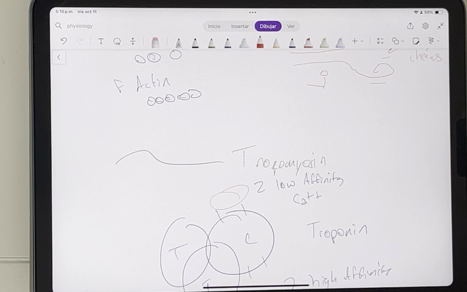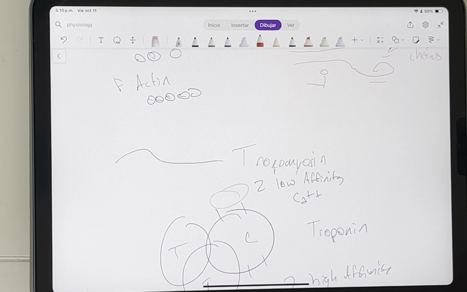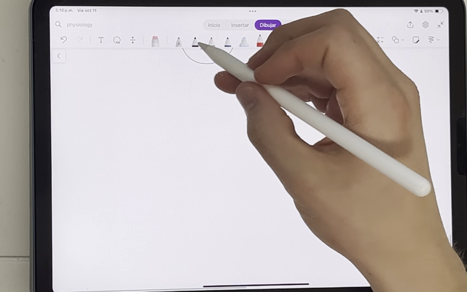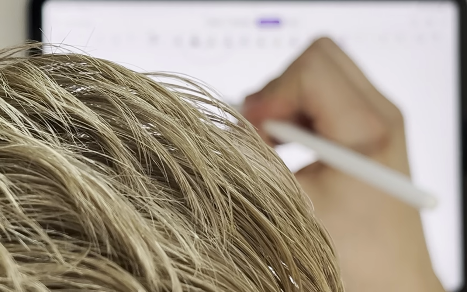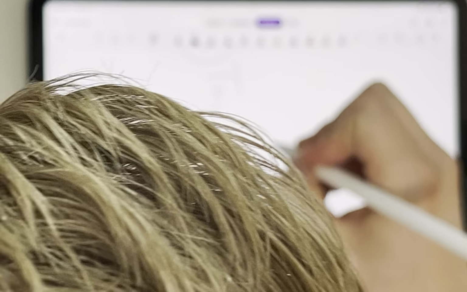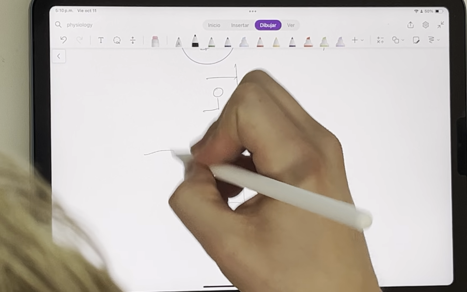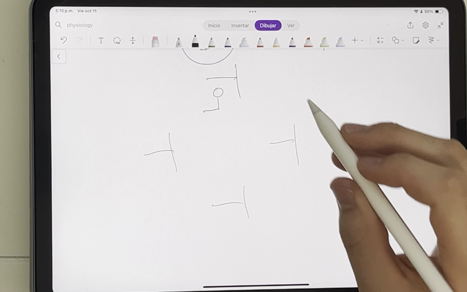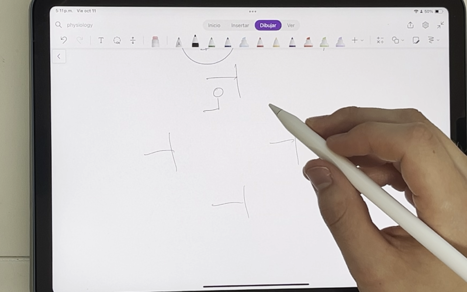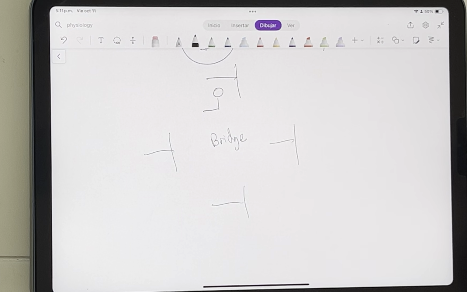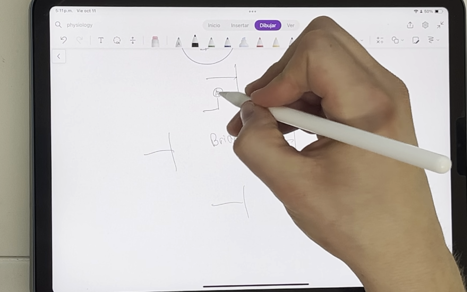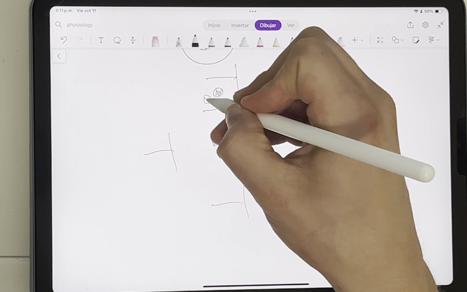So now let's talk about energy. Where does this energy, oh wait, no, sorry. Let's talk about the bridge, the cyclic bridge. First we have to talk about the movement of the myosin. And the way it does this is a cyclic bridge movement, postulate, whatever it's called. So what's going to happen here is we're going to have an ADP inside the myosin head and an inorganic phosphate here.